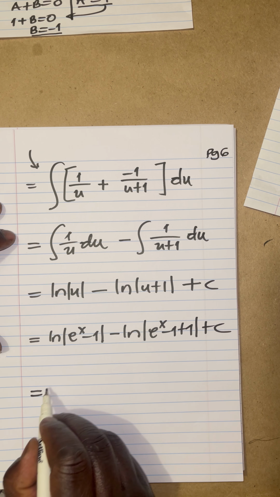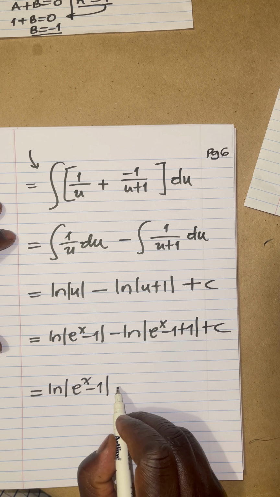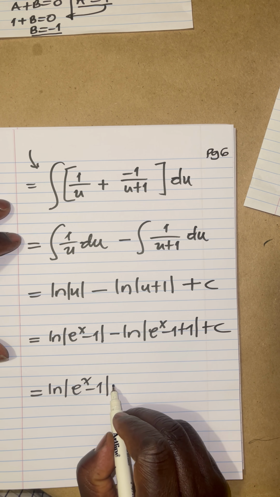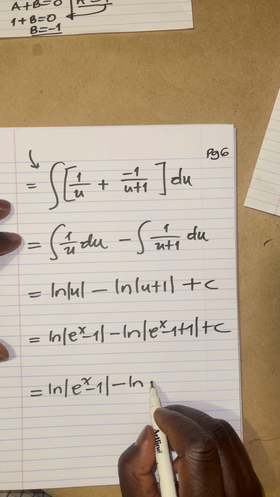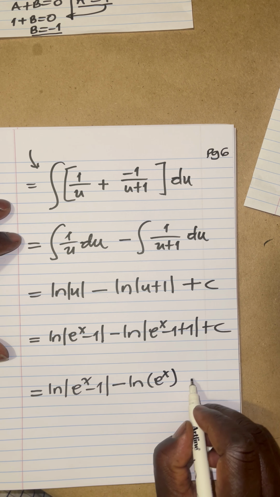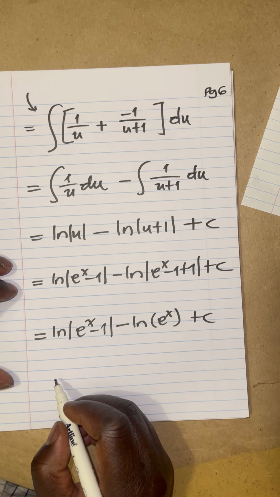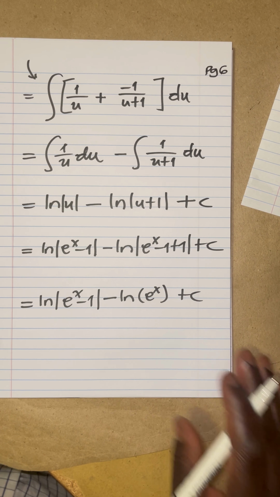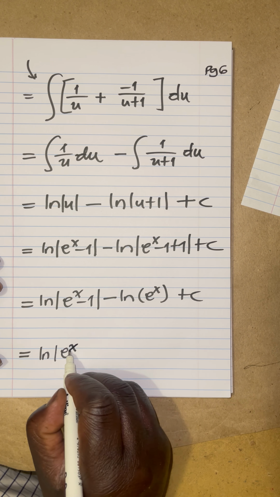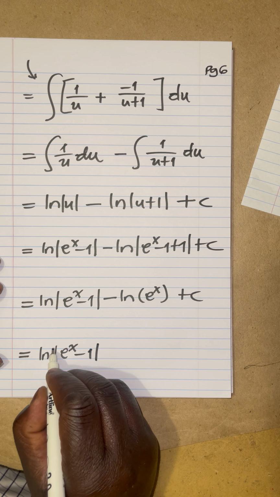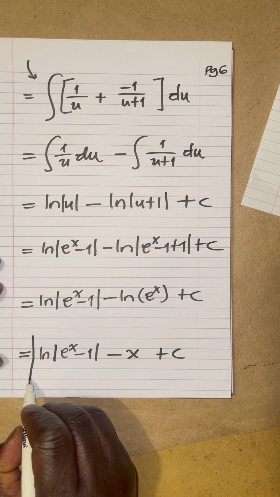And our final step is going to be natural log of e power x minus 1. Okay, final but 1. So this is going to be minus natural log of, notice I don't need the absolute value now. It's just e power x plus c, and natural log of e power x is just x. Remember properties of logs. So the final solution therefore is going to be as follows. Our final solution is going to be natural log of e power x minus 1 and then minus x plus c. That's our final solution to integral number 2.